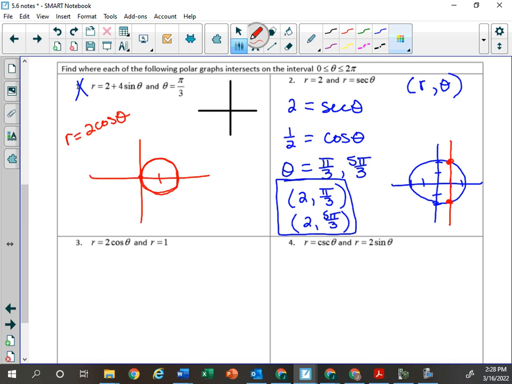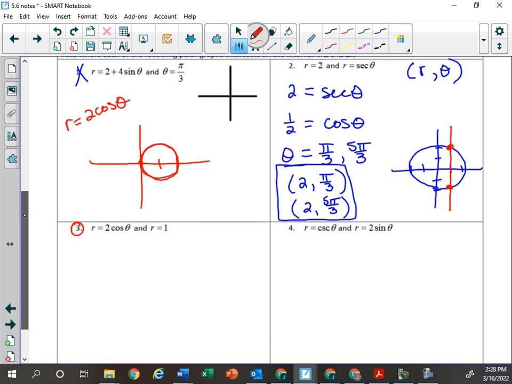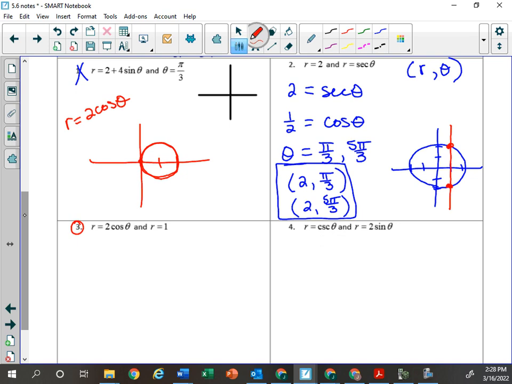All right, so try number 3 for me. See what you can find. And guys, we're only doing 3 and 4 on the notes, and then we're stopping.